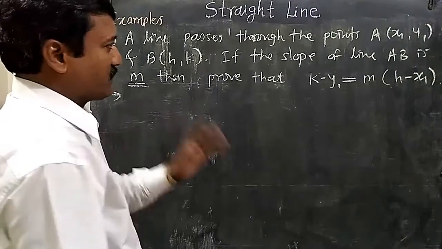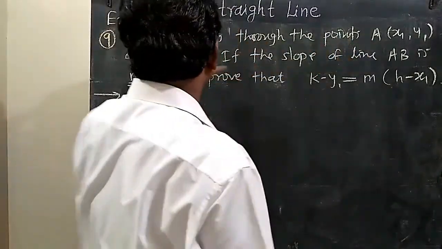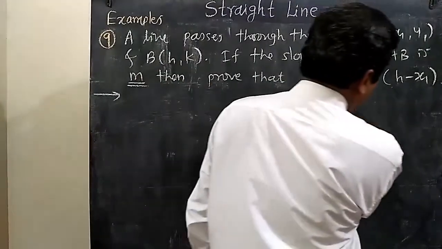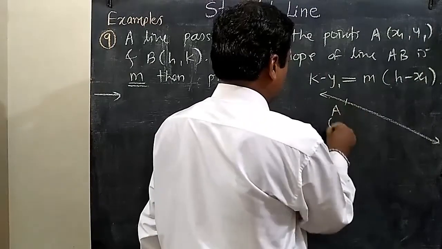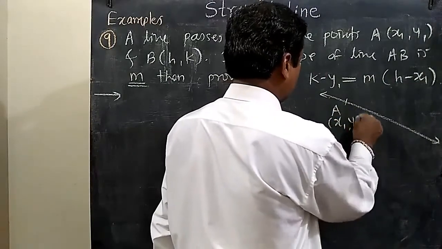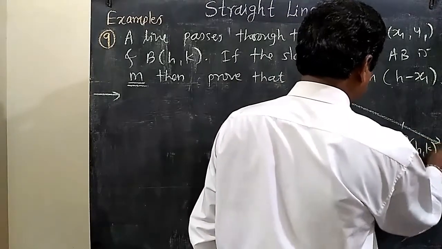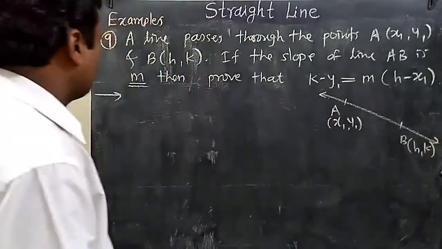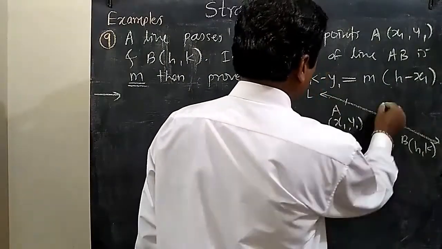Let us try to draw the figure first for this example. Here this line passes through points A and B. The two points are A, that is (x1, y1), and the second point B is (h, k), and the slope of this line is given. Slope of the line is m.